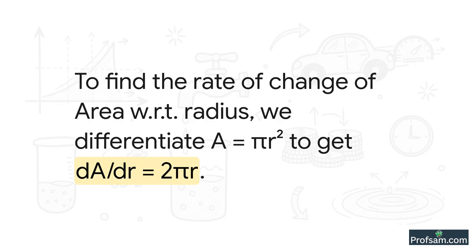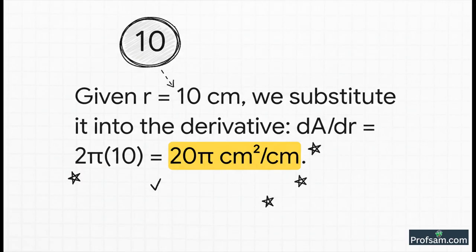Now for step 2, the calculus part. The question asks for the rate of change of area with respect to the radius. That phrase, with respect to, is our signal. It's telling us to find dA over dr. So we differentiate A equals pi r squared with respect to r, and we get dA over dr equals 2 pi r.